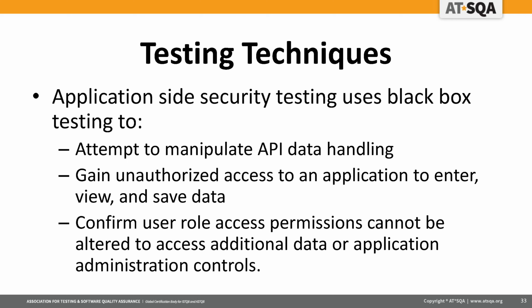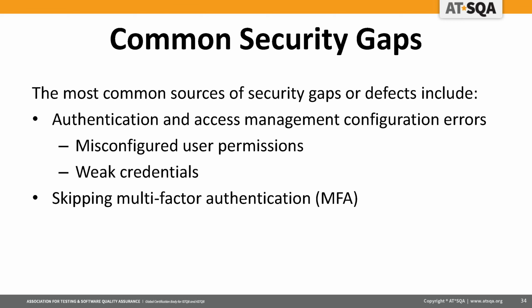What are the testing techniques? Application-side security testing uses black box testing to attempt to manipulate API data handling, gain unauthorized access to an application to enter, view, and save data, and confirms user role access permissions cannot be altered to access additional data or application administration controls.